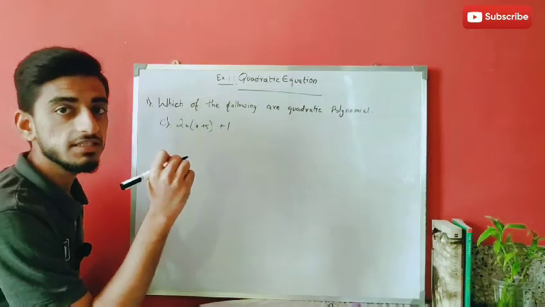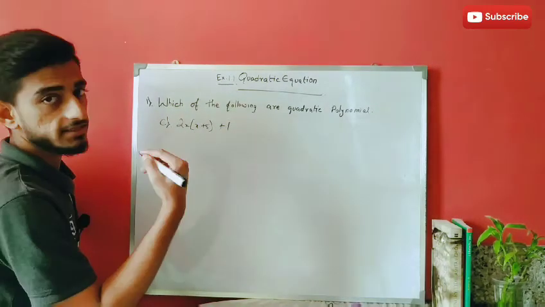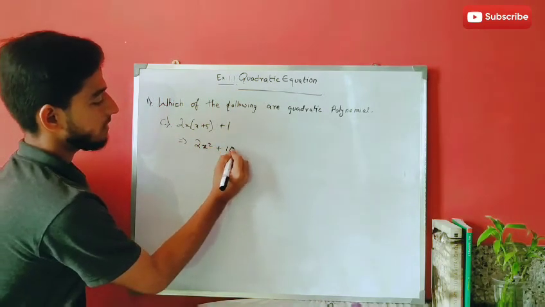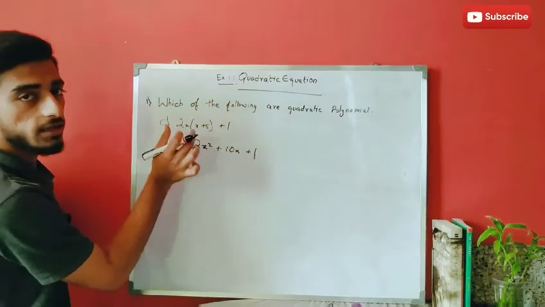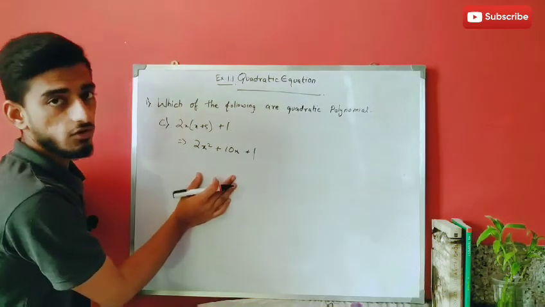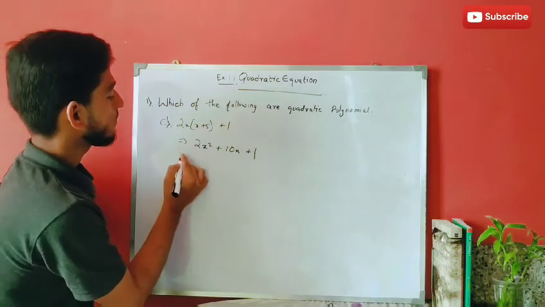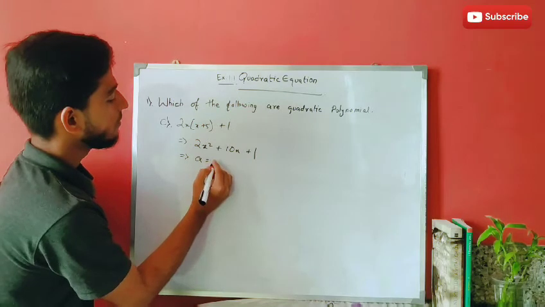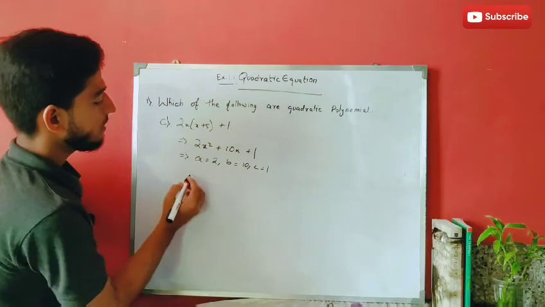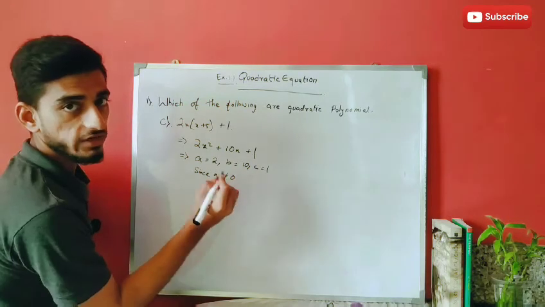Now our question number C is 2x into x plus 5 plus 1. Let's check this one. I have opened the bracket, so I have got 2x square plus 10x plus 1. So it is in the form of ax square plus bx plus c. Here a is equal to 2, b is equal to 10, c is equal to 1. Since a is not equal to 0, we can say that it is a quadratic.